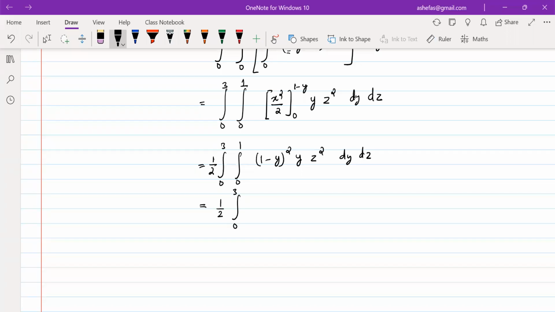Okay, so how to perform the y integration? We can take that as constant as far as y is concerned. So this would be (1 minus 2y plus y square) times y, which becomes y minus 2y square plus y cube, dy. Okay, so that is integration 0 to 1, and z square dz can be taken outside. So we have to perform this integration next.